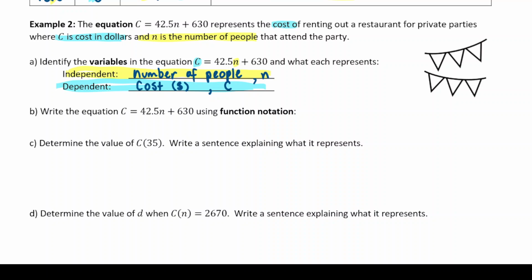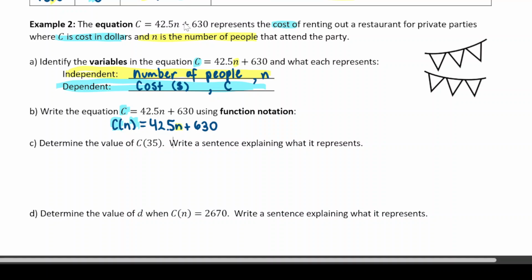Notice I don't have those brackets, right? So there's a really quick, slight change we need to make to include function notation here. So all I have to do instead of writing C is just write C of N. So the equation is the same. The operations are the same on the right-hand side of that equal sign. The only difference is I'm just being a little bit more specific with my dependent variable, and I'm just saying what it depends on, right? So instead of just saying C, I'm saying C of N, meaning that the cost depends on N. So when you input a number of people, you can get a cost.